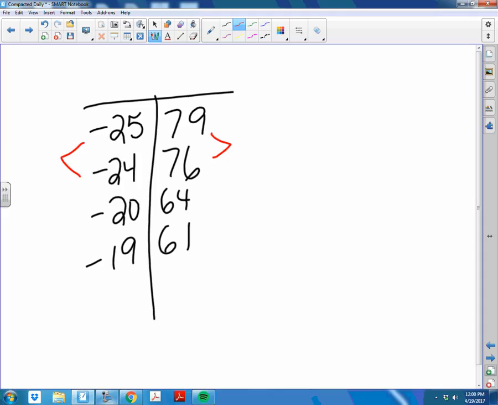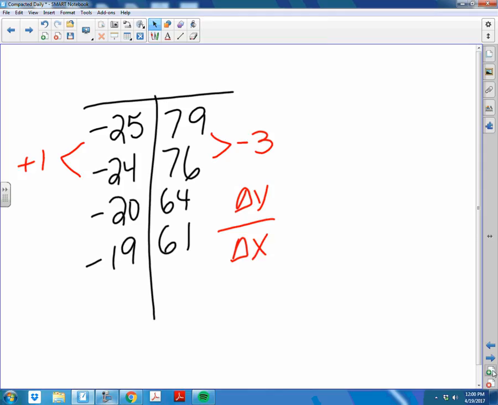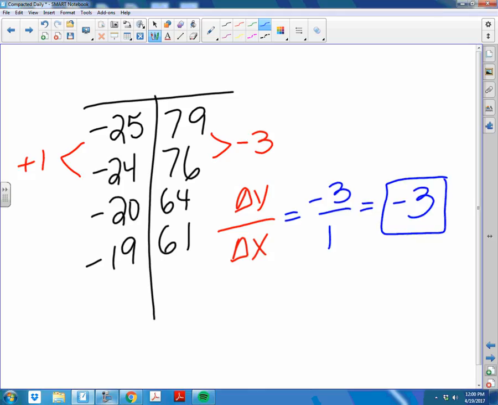You add 1. If you think about it on a number line, to get from negative 25 to negative 24, you would add 1. And how do you get from 79 to 76? You subtract 3. Now, you can write what's called the change in y over the change in x, delta y over delta x. And then you simply write it negative 3 over 1, which means your slope in this table is negative 3.